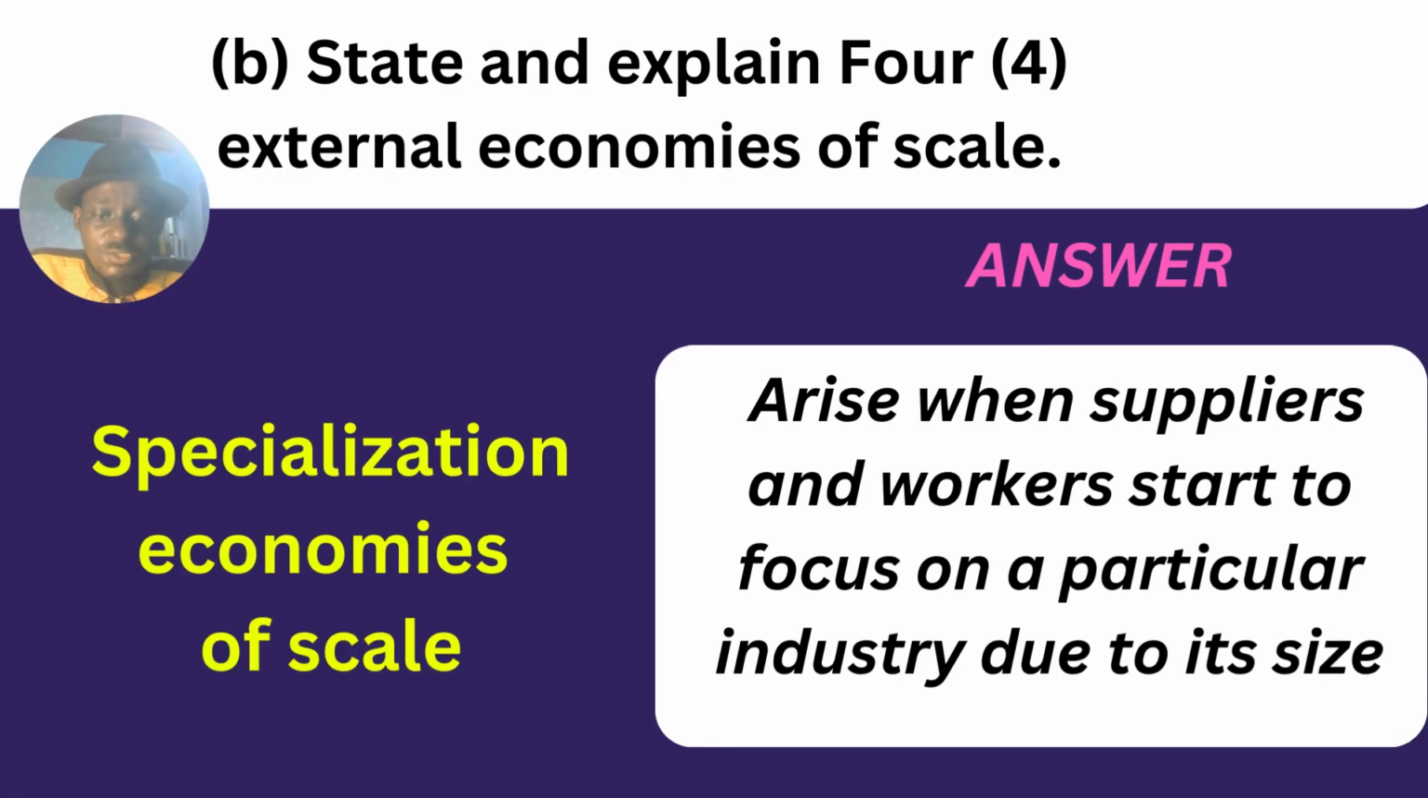Now, the next one is specialization economies of scale. It arises when suppliers and workers start to focus on a particular industry due to its size. So it's because when there is focus on an industry because of its size, that is where we have specialization economies of scale. It means that many people specialize in a specific domain.